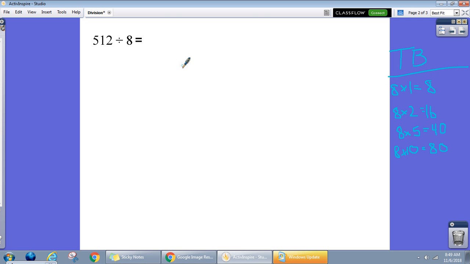So now we go back to drawing our big 7. So we have 512 divided by 8, and then we have a line down the side. Alright, so I need to look for a number that goes into 512 without going over, okay? And I want to get as close to it as I can.